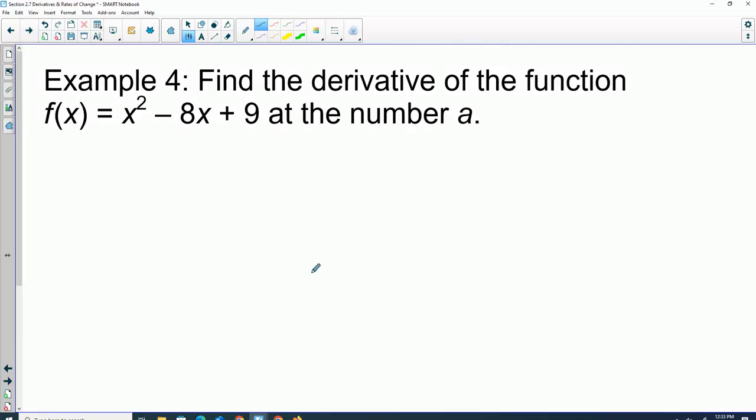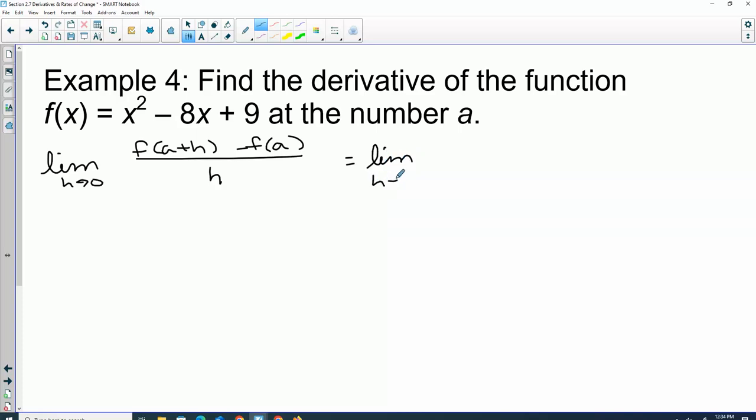So let's find the derivative of this function at the number a. So you notice, did I even give you an actual number to plug in? No, we are keeping it in terms of a. So our definition is the limit as h approaches 0, f of a plus h minus f of a all over h. Now those first few homework questions, you were doing slope at a particular point, so you had an a to plug in. I don't here, so I'm just working with this. So limit as h approaches 0.